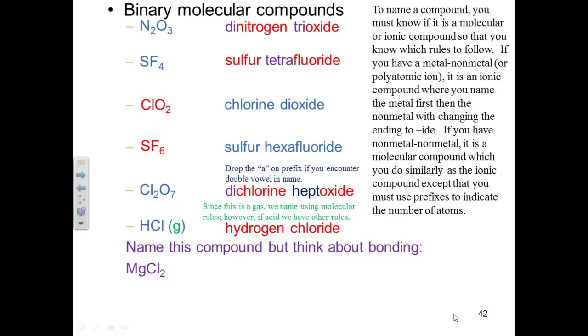So then we name the first species, which is magnesium, and we name the second one with IDE, which is chloride. But I'm not going to say magnesium dichloride because this is a compound. So I don't have to worry about that. So this would be magnesium chloride.